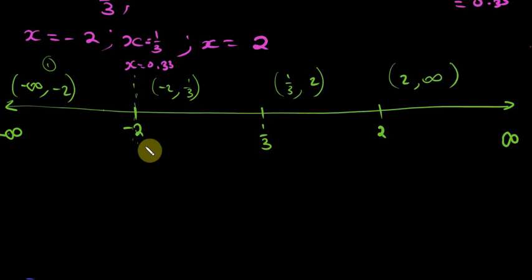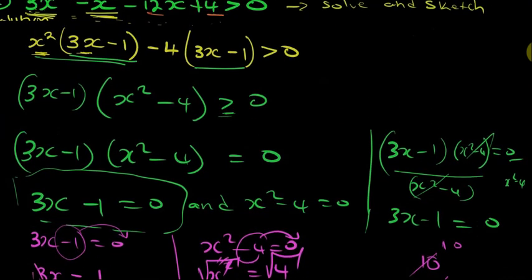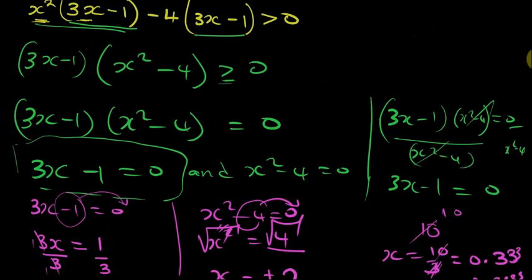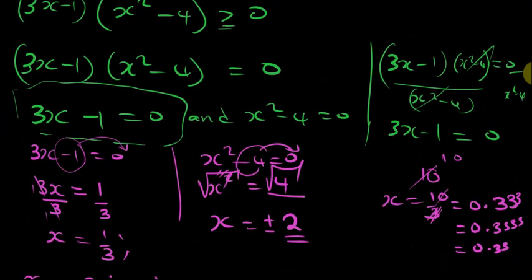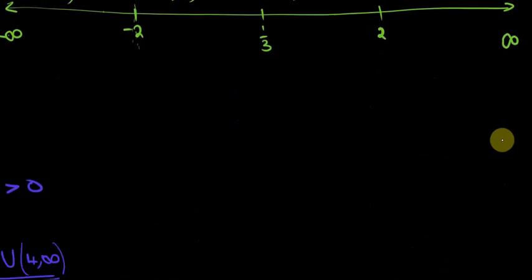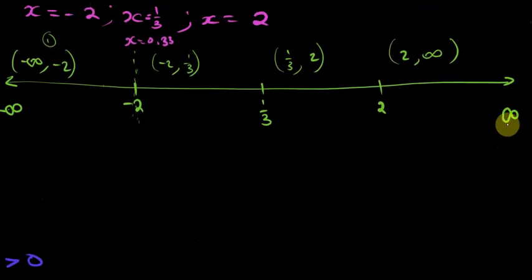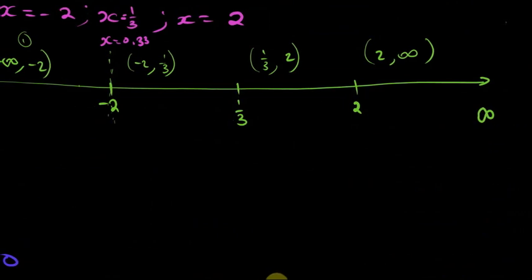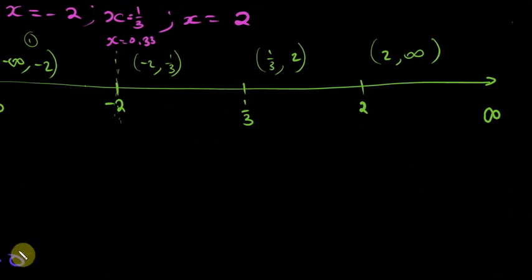So what's our given condition? Our given condition is as follows. The given condition states that (3x minus 1)(x squared minus 4) should be greater than 0.